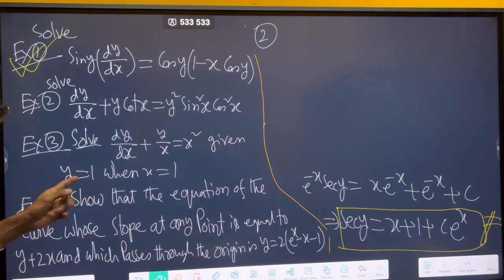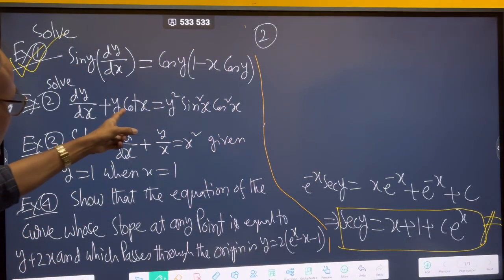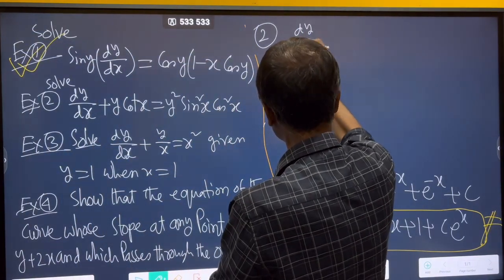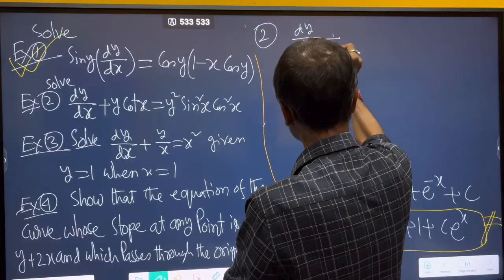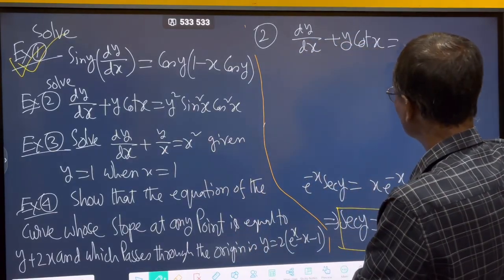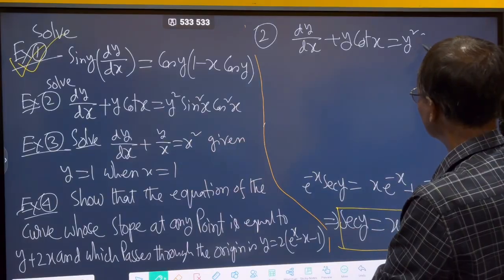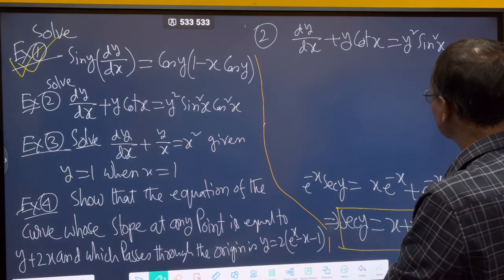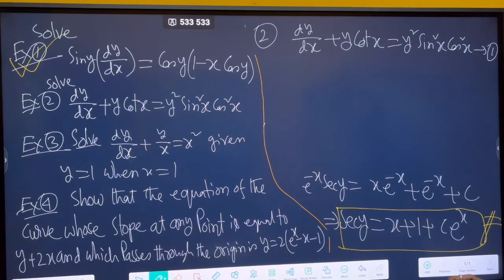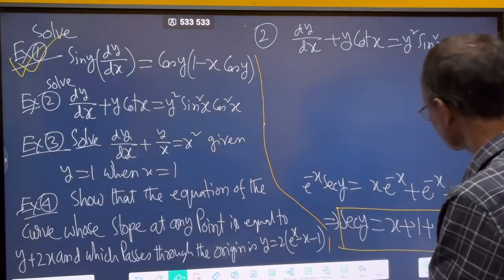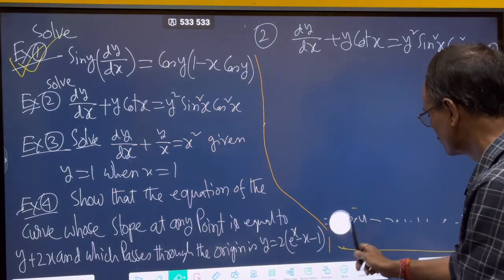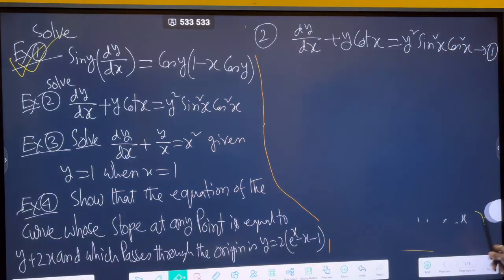What is this? dy by dx plus y cot x equals y square sin square x cos square x. This is number 1.